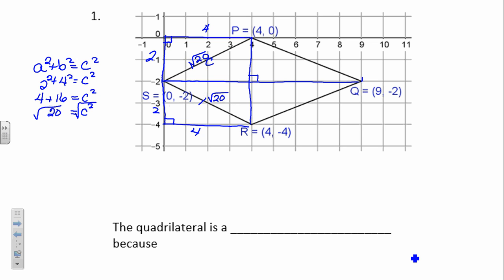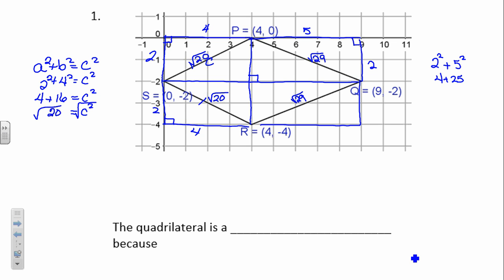Okay, we're rising 2. And we're going over 5. Oh, wait a minute. That's not going to get us a square root of 20, is it? Because 2 squared is 4, and 5 squared is 25, so 4 plus 25 is 29. So is the square root of 29 equal to the square root of 20? No. So we know that it can't be a rhombus, and this is going to be 2 and 5 again, right? So this is also square root of 29.